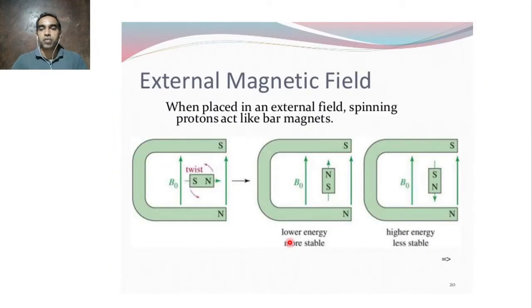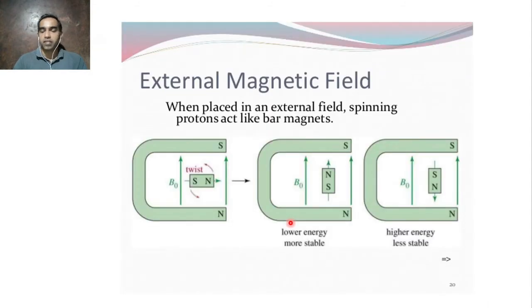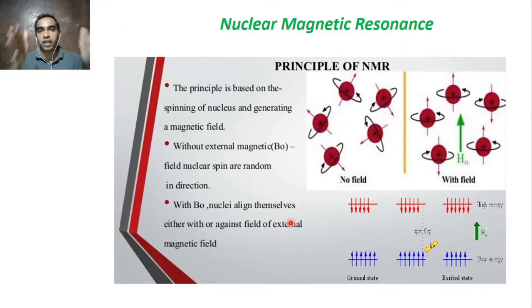The ones opposite to the field will have higher energy. The ones aligned in the direction of the field are in the lower energy state. To understand better how exactly a nucleus rotates and exists, you can go through the example of a spinning top. I think you already know this.